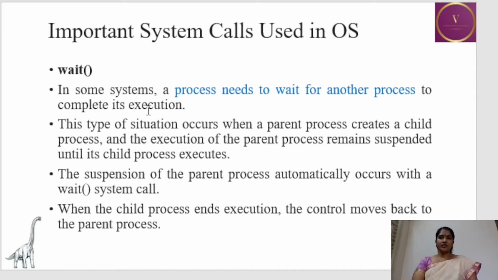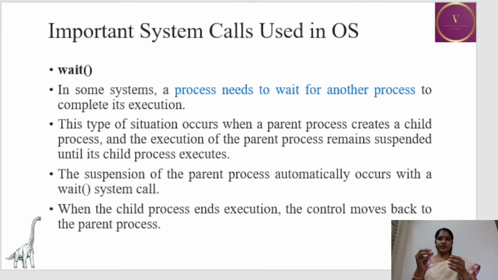Next are the important system calls used in operating systems. We'll be seeing the wait system call. In some systems, a process needs to wait for another process to complete its execution. This situation occurs when a parent process creates a child process, and the parent process has to wait until the child process completes, and once the child process is completed, the execution goes back again to the parent process.